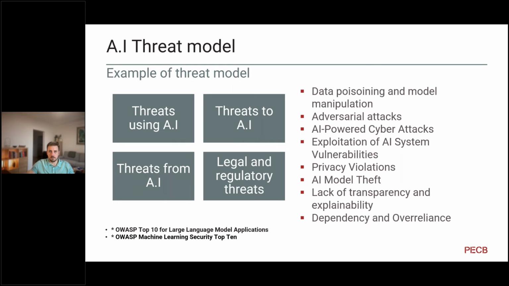For example, if you have a model that generates code, someone can steal this model and build something to generate malicious code, and it could, of course, be used for this purpose.